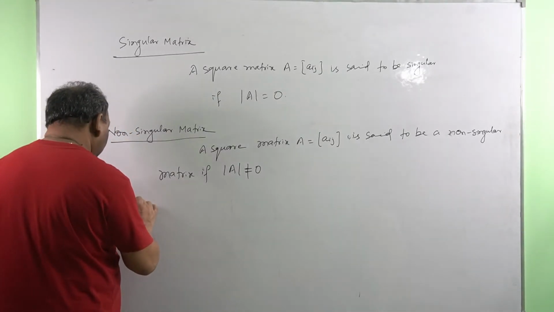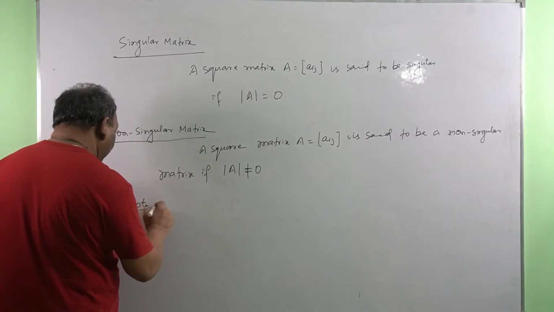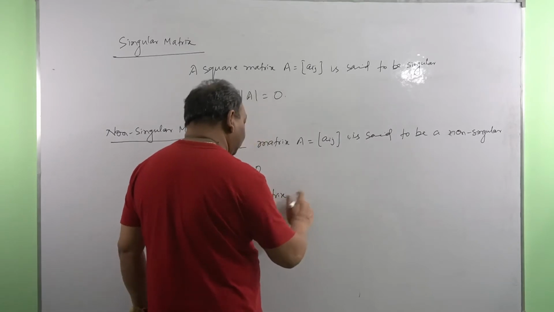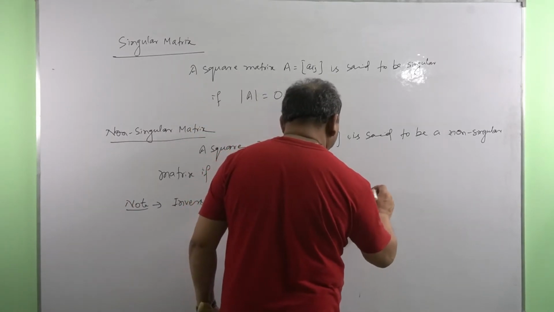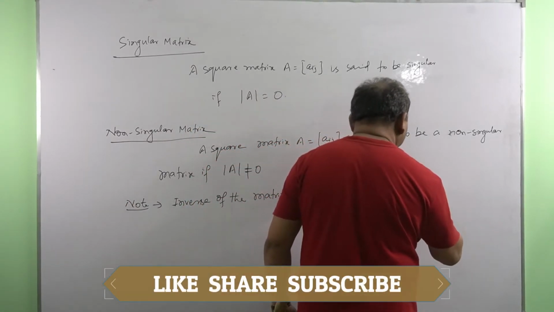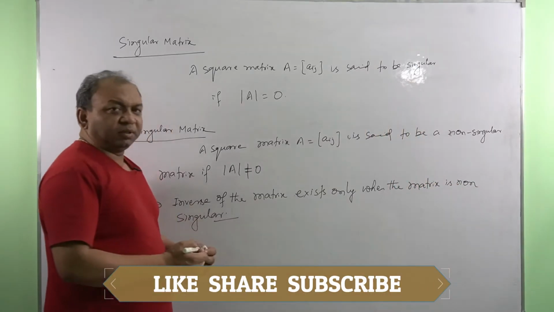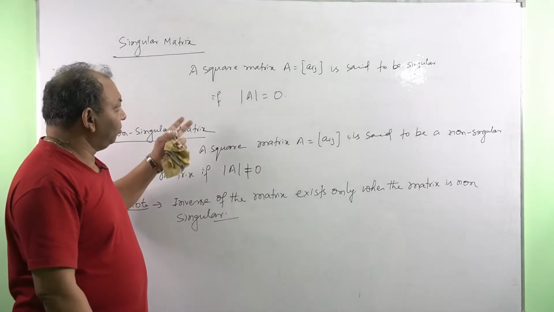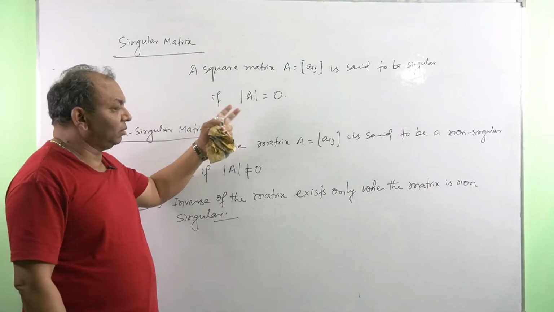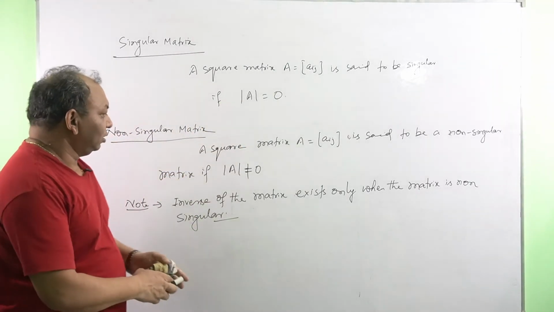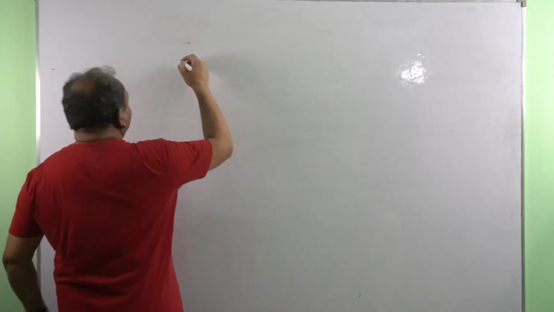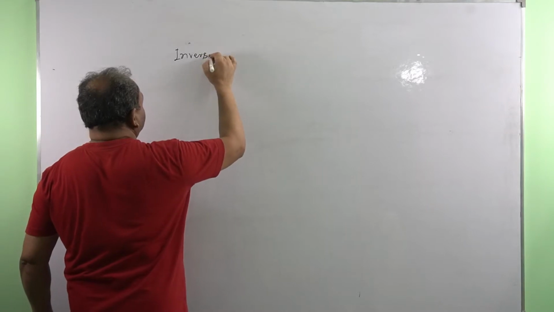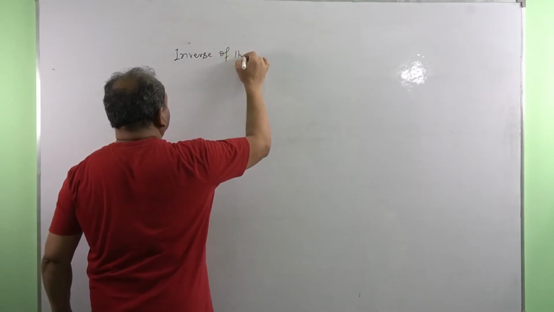In the note we can write here: the inverse of a matrix exists only when the matrix is non-singular. If the matrix is non-singular, then the inverse exists. If the matrix is singular, then the inverse of the matrix does not exist. So what is the inverse of the matrix?